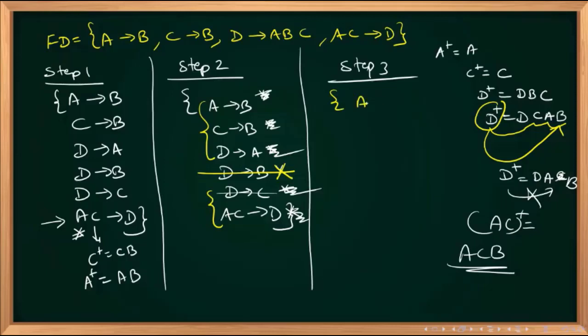So the answer is, after removing that unwanted functional dependency, A to B, C to B, D to A, D to B we removed. This one we removed. Okay. D to C and AC to D.